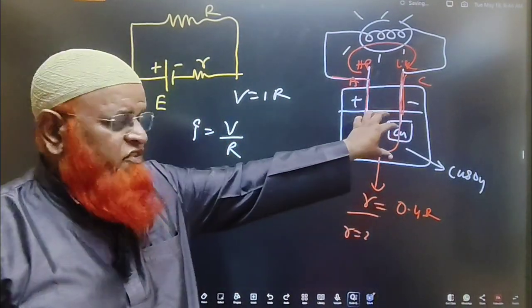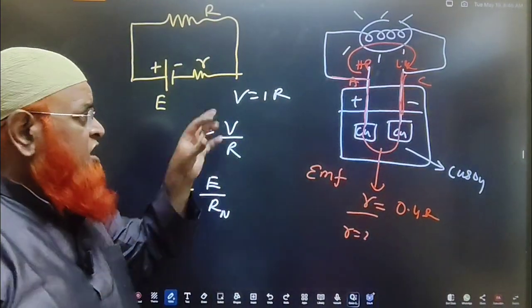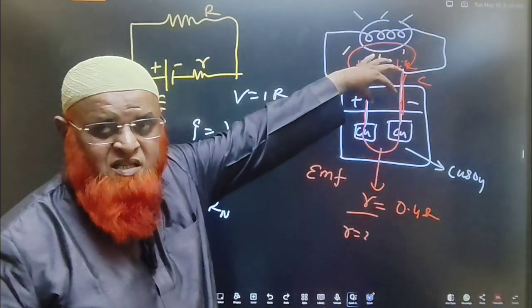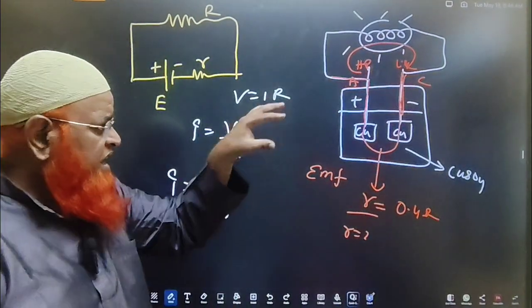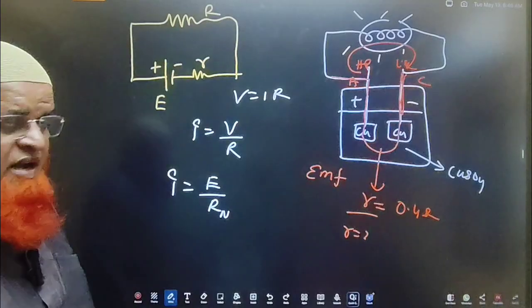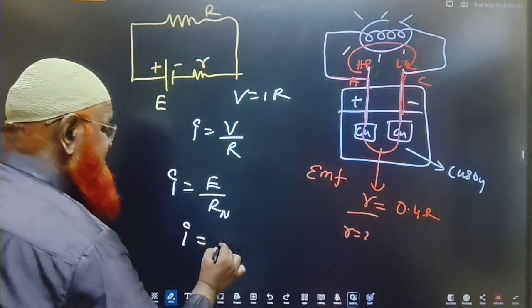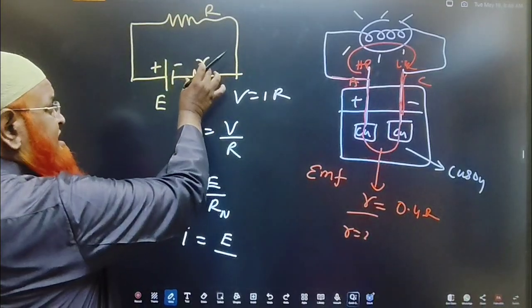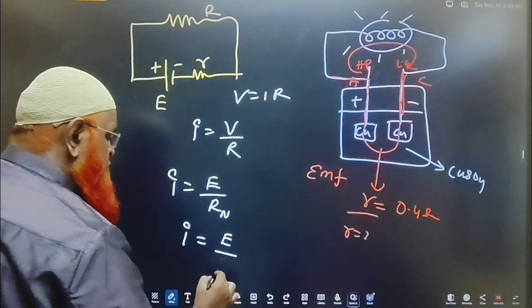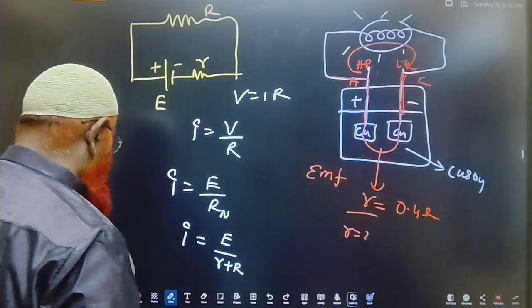If I take the EMF of a cell, you have to write E by R. If I take the potential difference outside the cell, you will take V by R. So if I take inside the cell, I'll write E by R net. So what is the total resistance in this? We can write this as total resistance, which is not only the internal resistance, there is one external resistance also. We write it as small r plus capital R.